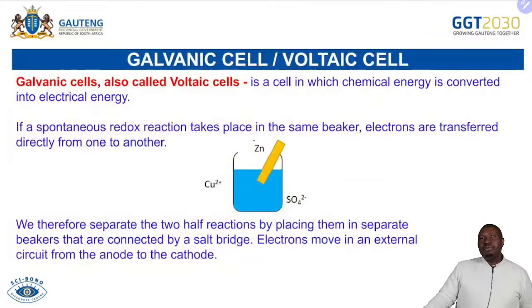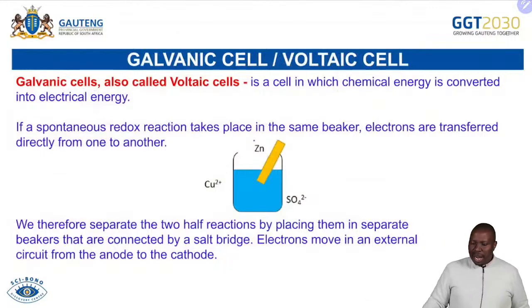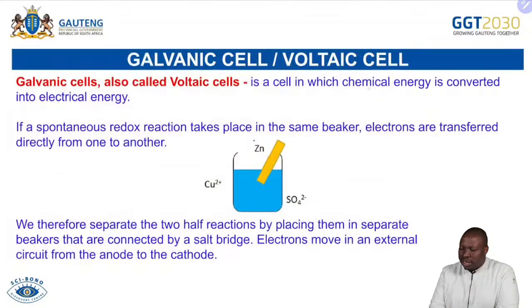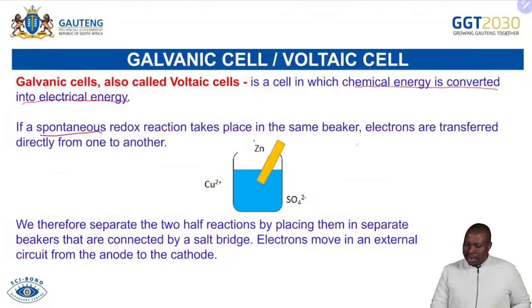So you can see the importance of redox, of oxidation numbers. Now, the other name that we use for a galvanic cell is a voltaic cell. And already we said it converts chemical energy to electrical energy. And we're saying this is a spontaneous reaction that takes place. It can take place in the same beaker. I want you to have that when we start the lesson so that you understand this reaction can take place in the same beaker, and we refer to the process as direct electron transfer.